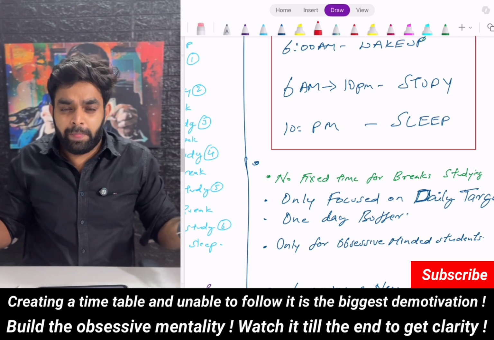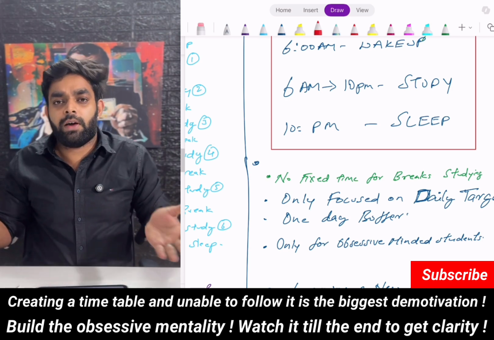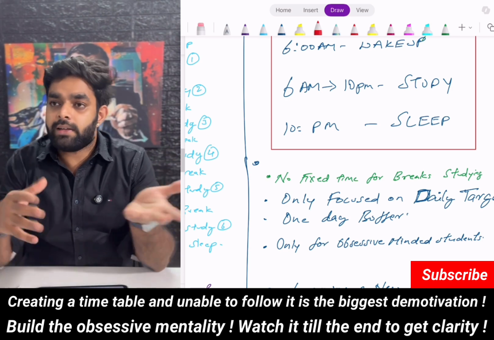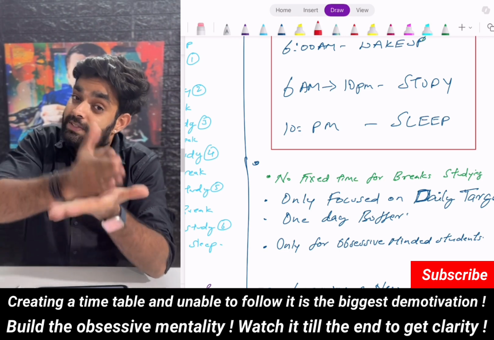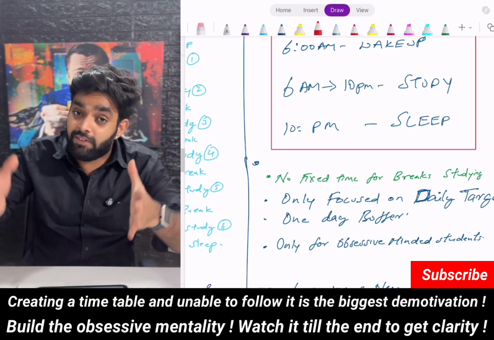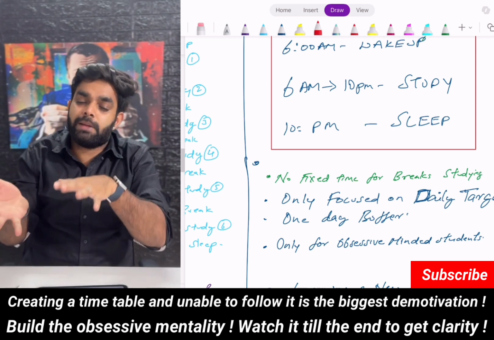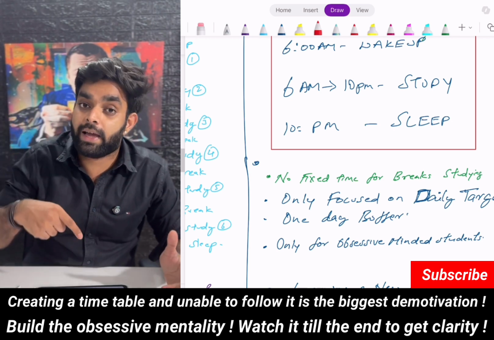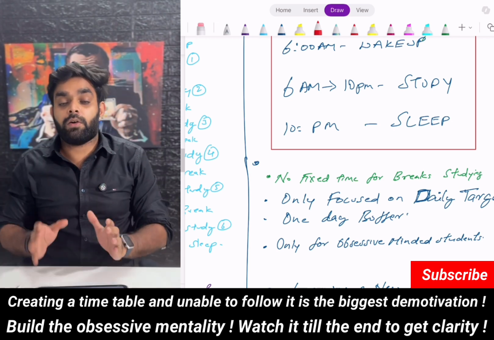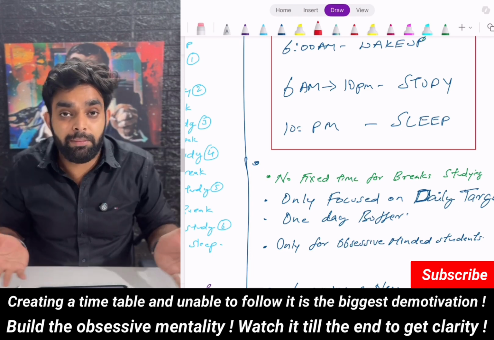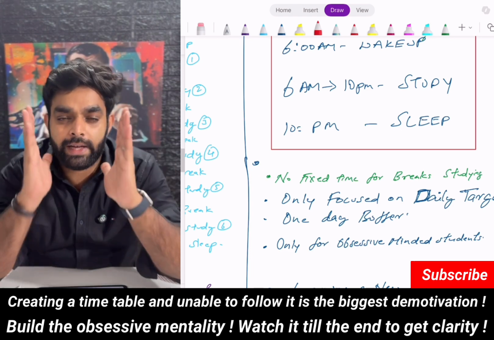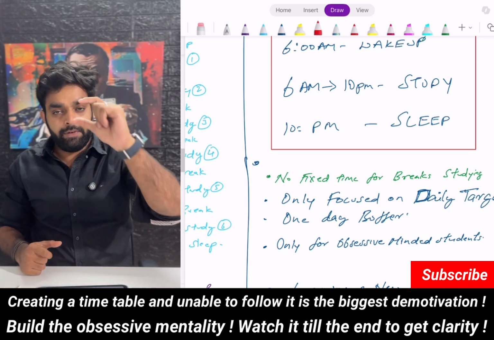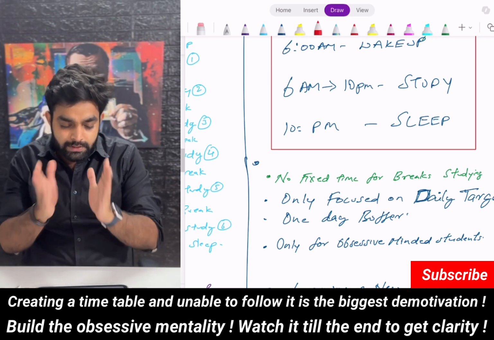There is no fixed time. If I study for 1 hour, 1.5 hours, and I get tired, I'll take a break. But whenever I'm taking a break, because I am obsessed about clearing CA, I have this in the back of my mind that I have to come back and study, because I operate on a daily target. There is no timetable for me. So in this study schedule, you have to operate on a daily target. Fixed daily targets will be there.